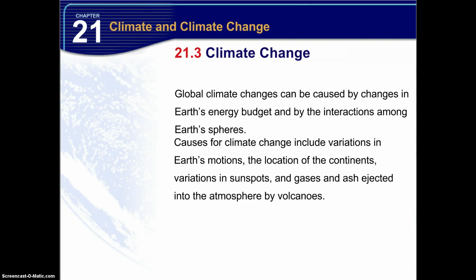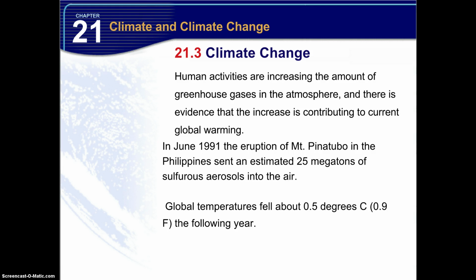Causes for climate change include variations in Earth's motions, the locations of the continents, variations in sunspots, and gases and ash ejected into the atmosphere by volcanoes. Now, human activities are increasing the amount of greenhouse gases in the atmosphere, and there is evidence that the increase is contributing to current global warming. Natural causes also change the global temperatures.